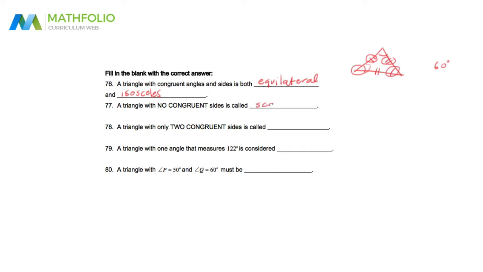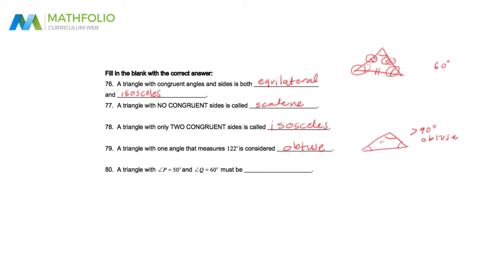Okay, number 77. A triangle with no congruent sides is called, well, if there's no congruent sides, then it's scalene. Everything's different. Scalene. Okay, a triangle with only two congruent sides is called isosceles. Okay, a triangle with one angle that measures 122 degrees is considered obtuse. So a triangle with one angle that is greater than 90 degrees is obtuse.